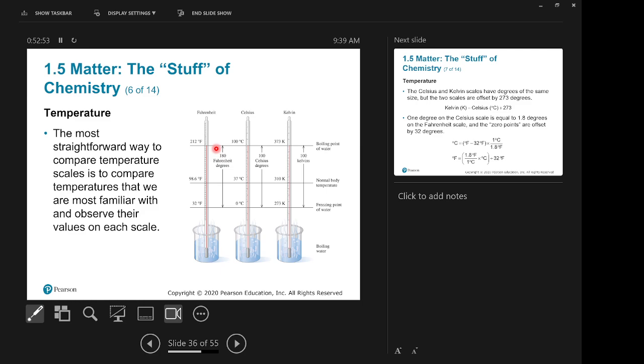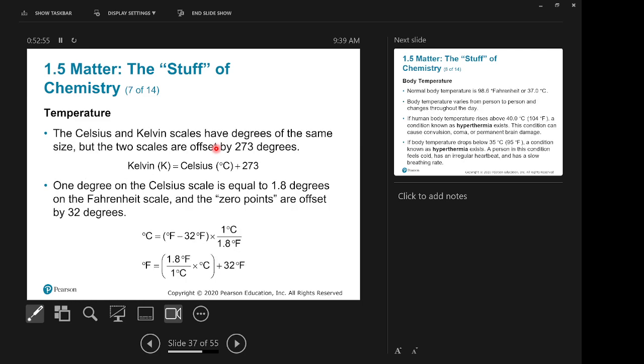And so I'm weird. These are the official formulas. Kelvin equals Celsius plus 273. So if you have a Celsius number, you add 273, and that gives you Kelvin. If you want to go from degrees Fahrenheit to degrees Celsius, you subtract off 32, and then you take that number and divide it by 1.8.